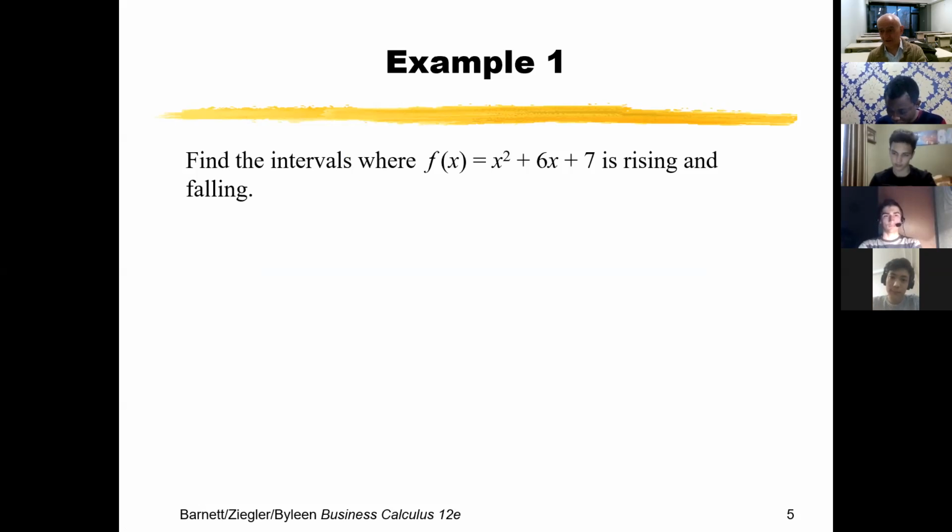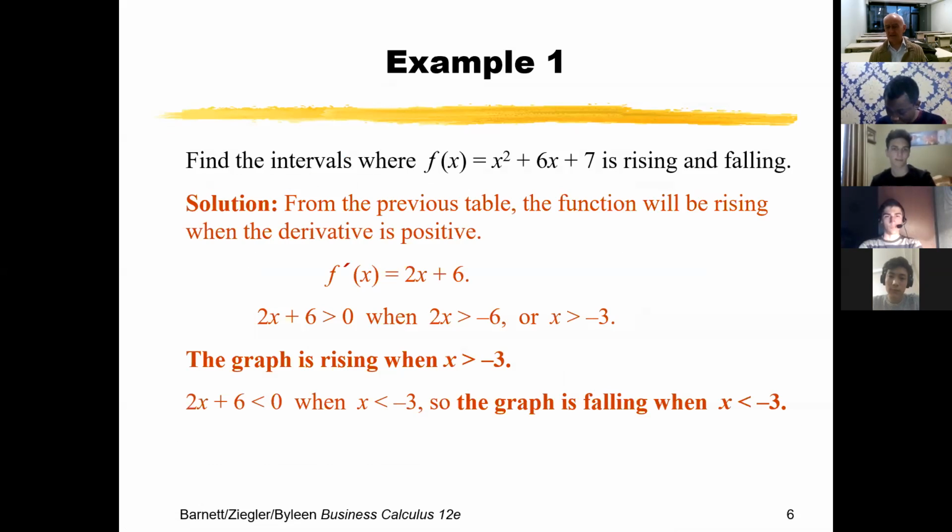For example, a very well known function, quadratic function, you know this function. And how can we find, using derivative, whether this function is increasing or decreasing? We can find derivative. It's right here, derivative. Then solve inequality, derivative greater than zero. We solved it. And we found out that when x is greater than negative 3, function is increasing. And when x is less than negative 3, derivative of function is negative and function is decreasing.